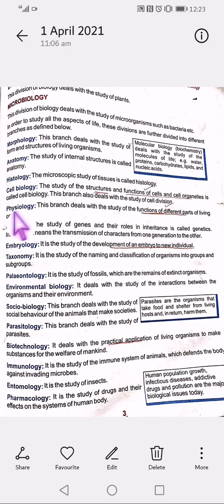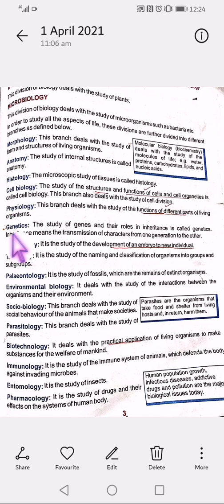Then comes physiology. Physiology is the term that stands for the functions of different parts of living body. When we study about the functions of different parts of living body, we use the term physiology. If I want to know how my heart is functioning, the cardiac functions of human body, I'm talking about the physiology. How lungs are functioning in our body, we are talking about the physiology.